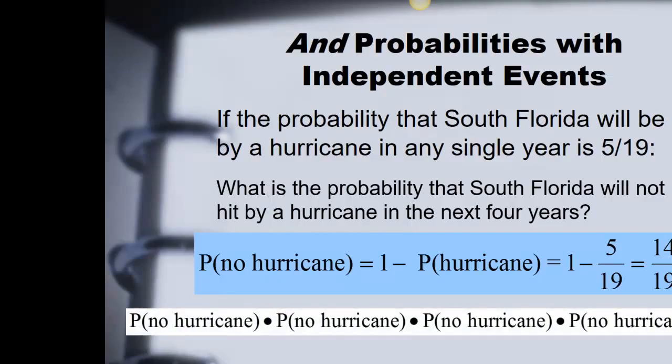Okay, so we have that information. So now we're going to take the information about no hurricanes and we're going to multiply that times each event, 14 over 19, 4 times. And we get a value of 0.2948.